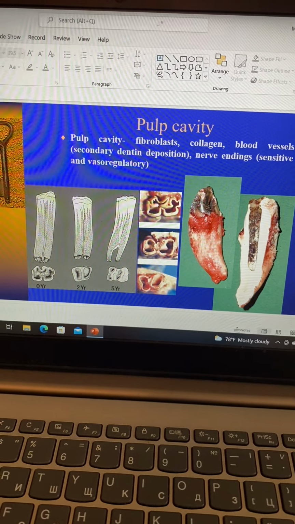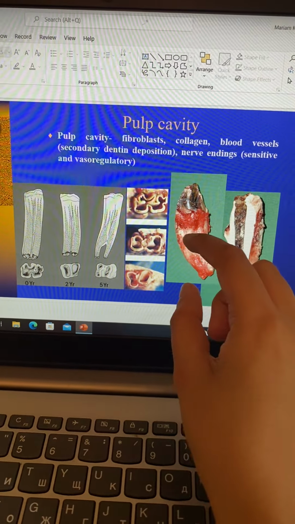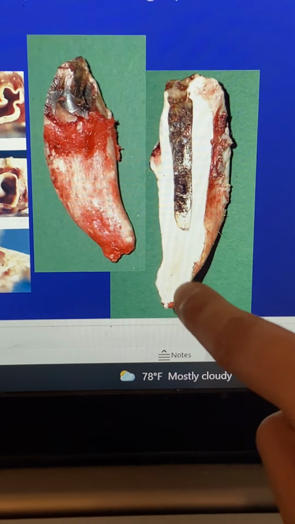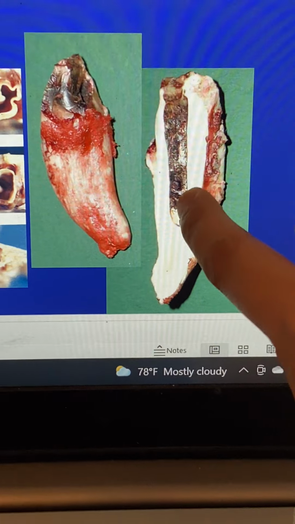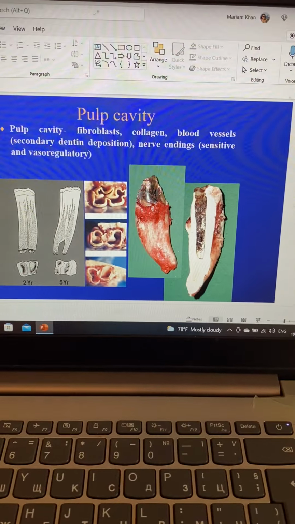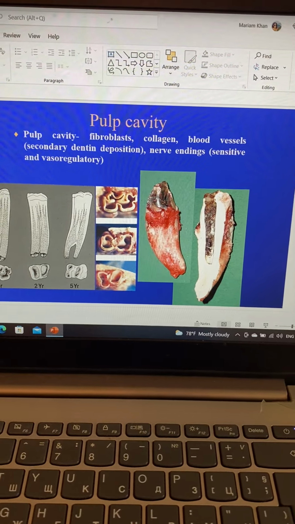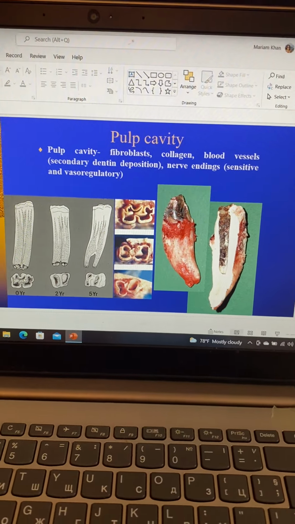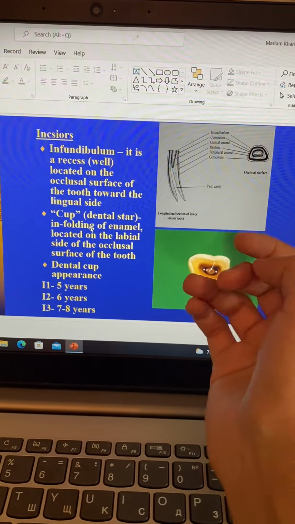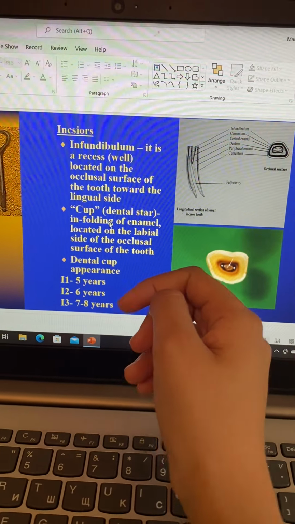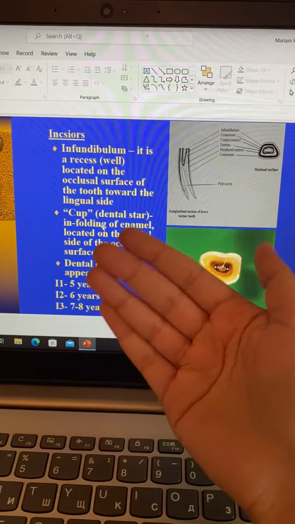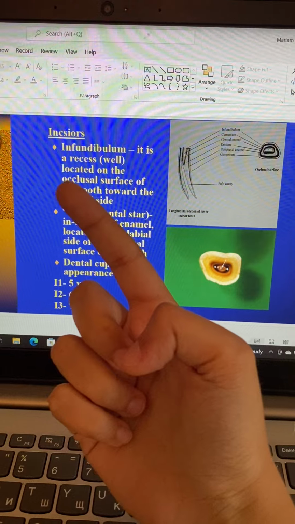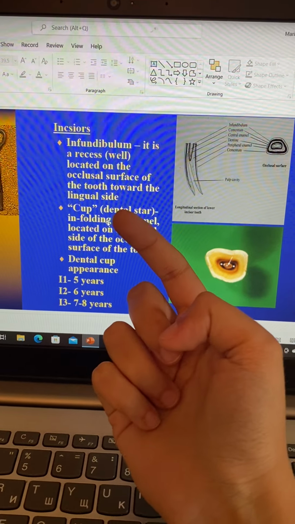So the pulp cavity is kind of what I said. It's like the inside of the tooth. This looks like the outside. Oh, there you go. Yeah, so this is the tooth cut in half. This shows the inside of the tooth. This is the pulp cavity. So you have fibroblasts, collagen, blood vessels, secondary dentin deposition and nerve endings, which leads to sensitivity. The incisors, so these are the teeth in the front that cut the food. It has an infundibulum. So this is a recess or well on the occlusal surface of the tooth towards the lingual side.